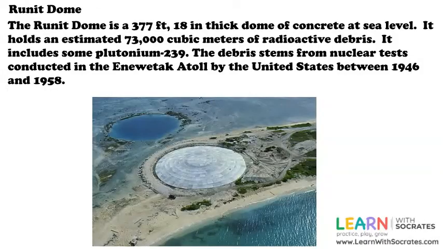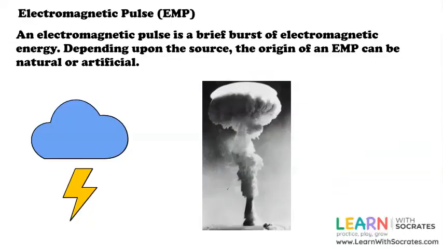Runit Dome. The Runit Dome is a 377-foot, 18-inch thick dome of concrete at sea level. It holds an estimated 73,000 cubic meters of radioactive debris. It includes some plutonium-239. The debris stems from nuclear tests conducted in the Eniwetok Atoll by the United States between 1946 and 1958.